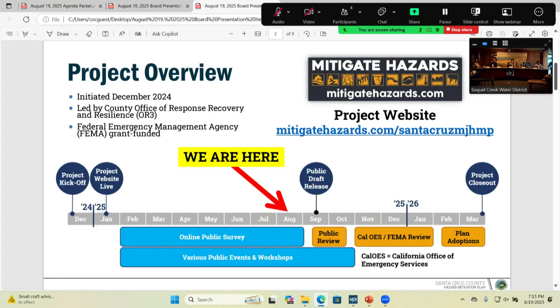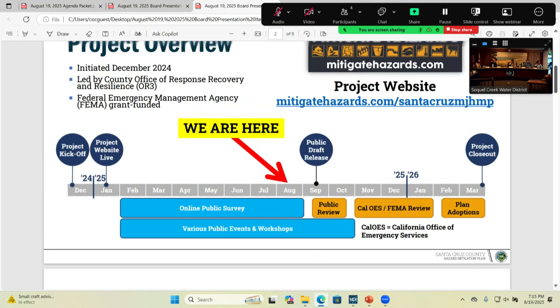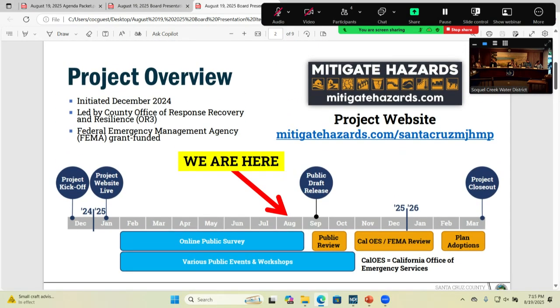And I just wanted to make sure to note that the other agencies participating with us in this plan are the County of Santa Cruz, who are leading the effort, and then the City of Capitola, City of Scotts Valley, City of Watsonville, the Scotts Valley Water District, the Pajaro Valley Water Management Agency, the Resource Conservation District, as well as the Santa Cruz Port District and Cabrillo College.